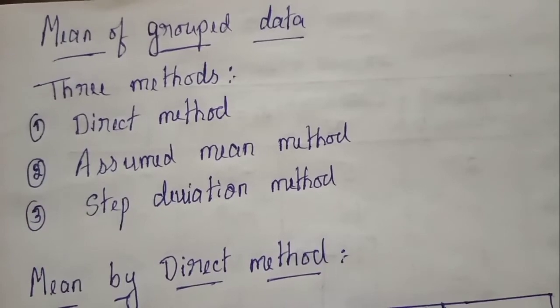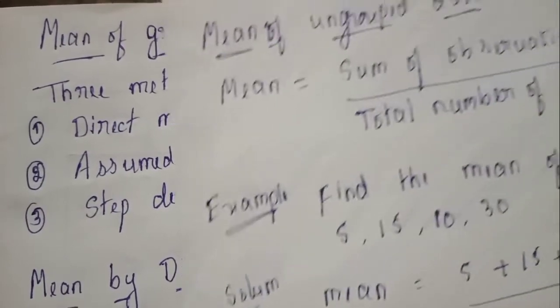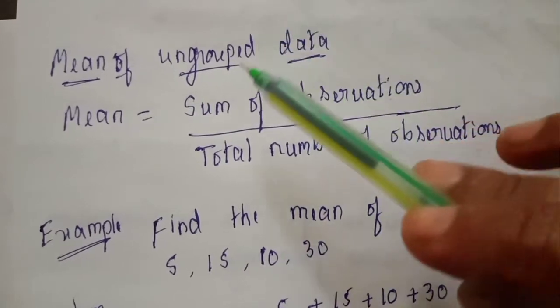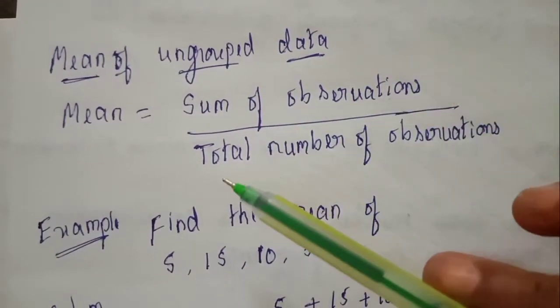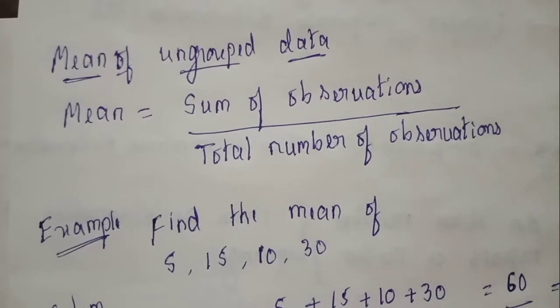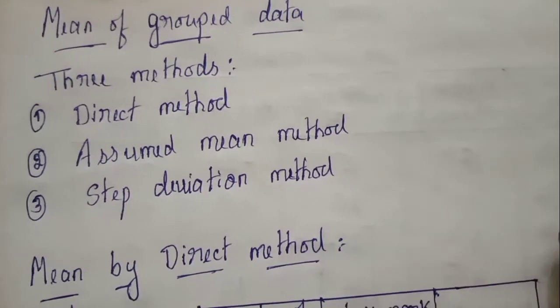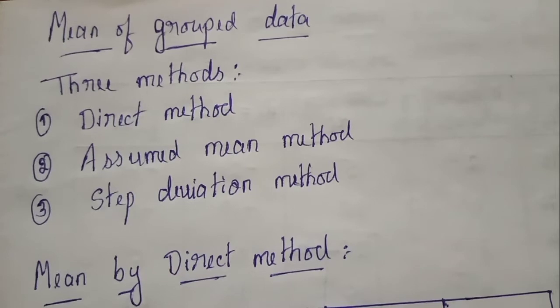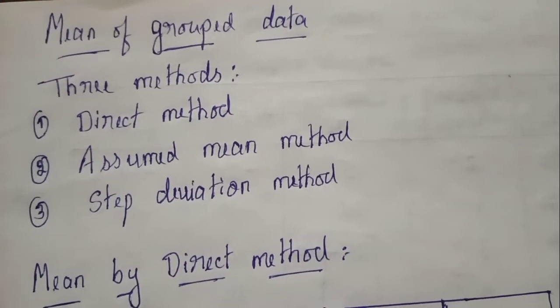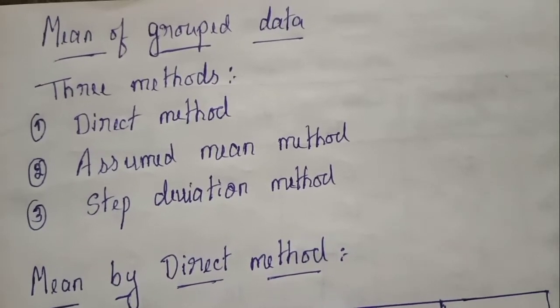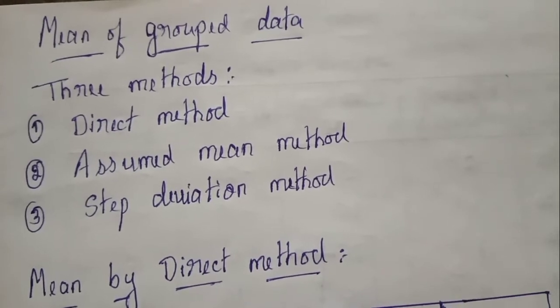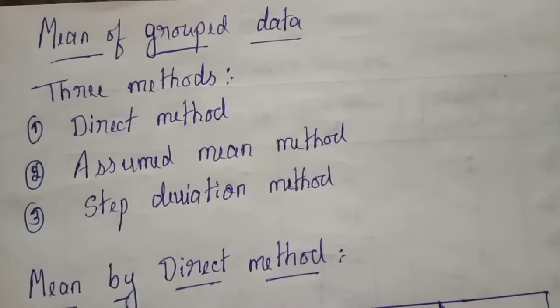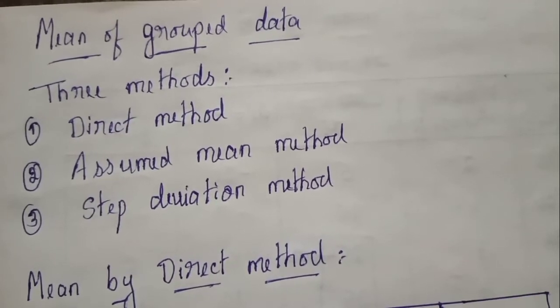And we also learned in the previous video how to find the mean of ungrouped data, that is, mean is equal to sum of observations divided by total number of observations. And today's class is all about the class 10th portion. So in the previous two videos we discussed only the basic knowledge from class 9th. In this video I am going to start the exact concepts which you are going to learn in class 10th.